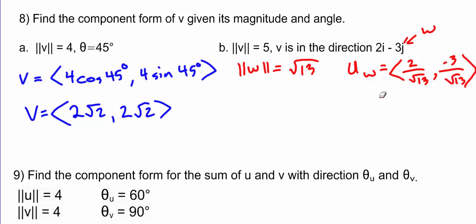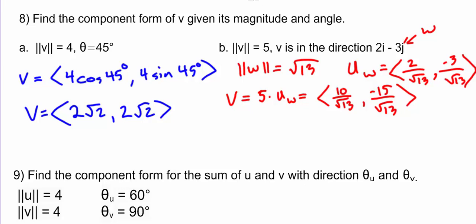Now, why do I need the unit vector? Because if I know the direction in terms of a unit vector, all I have to do is multiply by the magnitude, and I'll have my vector. So vector V would be 5 times the unit vector. And that would look like this. It would be 10 over the square root of 13 and negative 15 over the square root of 13. Okay, again, as you guys know in this class, we aren't picky about you rationalizing. If you'd like to, feel free.